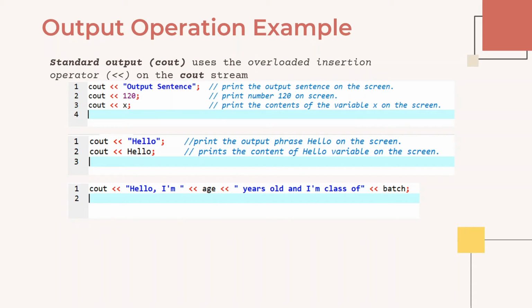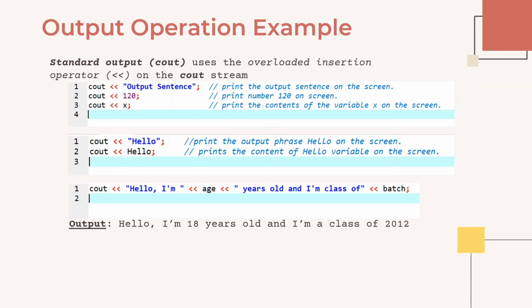And then the insertion operator can also be used more than once in the same sentence, as in this example. The benefit of repeating the insertion operator is to display a combination of one or more variables and constants. The name variable is filled with, for example, 18, and the year variable is filled with 2012. So we will get the output: Hello, I'm 18 years old and I'm a class of 2012.